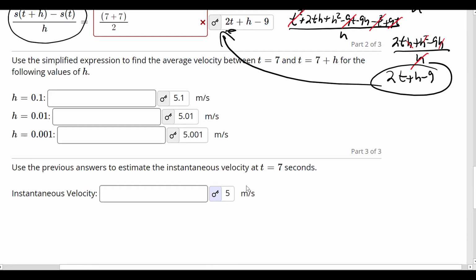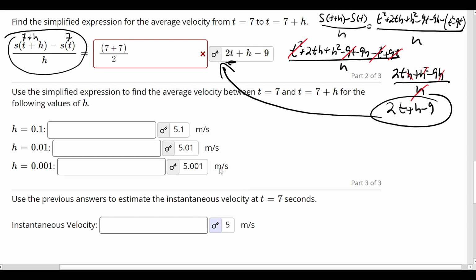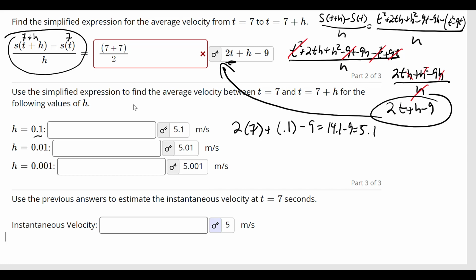Okay, now we're going to look at the next part where it says use the simplified expression to find the average velocity between t equals 7 and t equals 7 plus h for the following values. So we'll go with t is 7 in each case, so we'll have 2 times 7 plus, and then the h is 0.1, minus 9. So that's going to be 14.1 minus 9, and that's going to be 5.1.